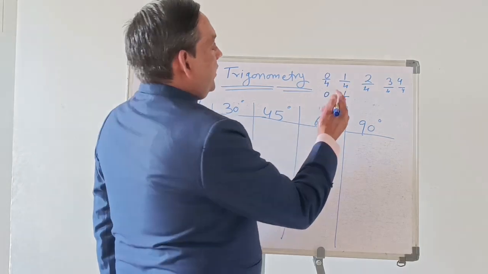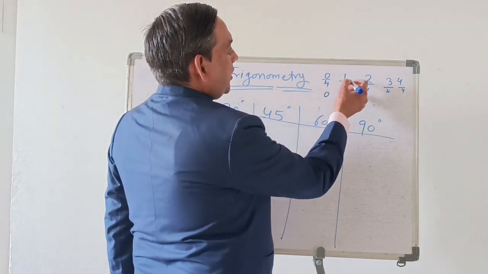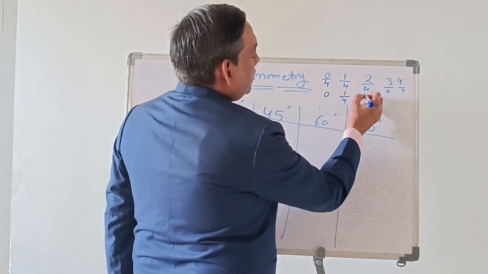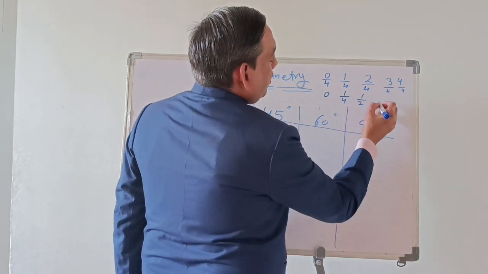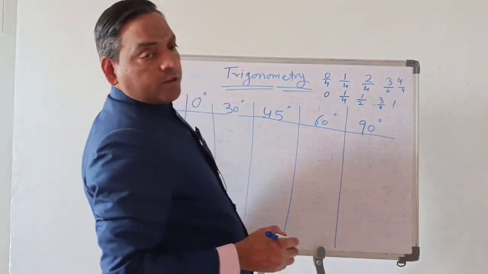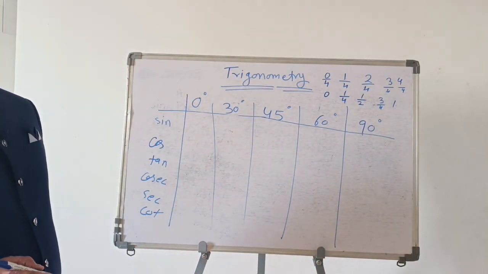So simplify each. 0 divided by 4 is 0, 1 upon 4 is 1 upon 4, and 2 upon 4 is 1 upon 2. 3 upon 4 is as it is, 3 upon 4, then 4 upon 4 is 1. Okay, so what is the first step?